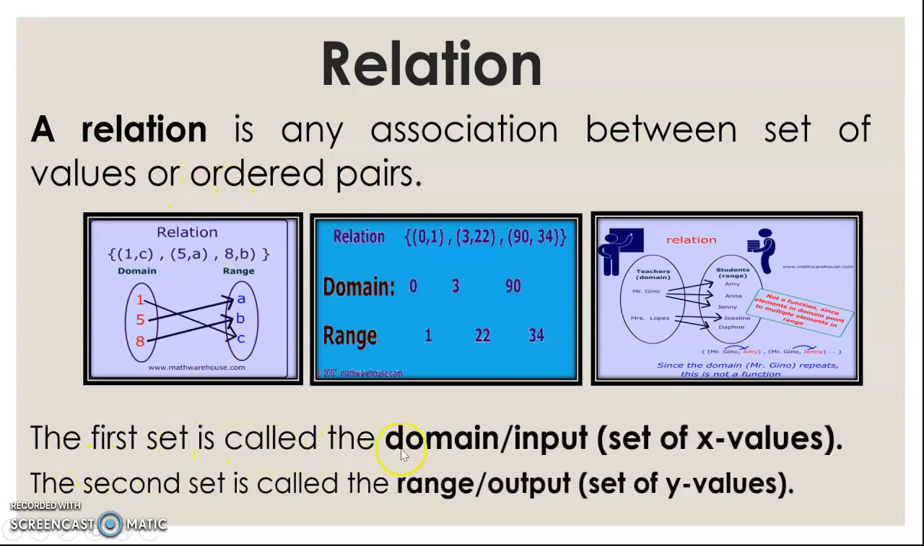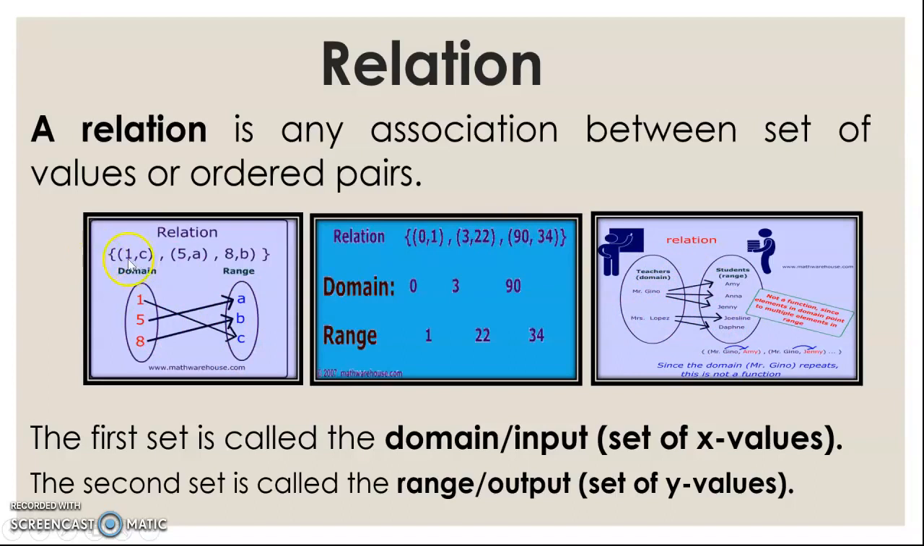The first set in a relation is called the domain or the input, or these are the set of x values. While the second set is called the range or the output, or these are the set of y values. So these are some examples of relations. These are relations because there is an association between set of values. So, meron tayong nakikitang association dito sa ating mga examples.